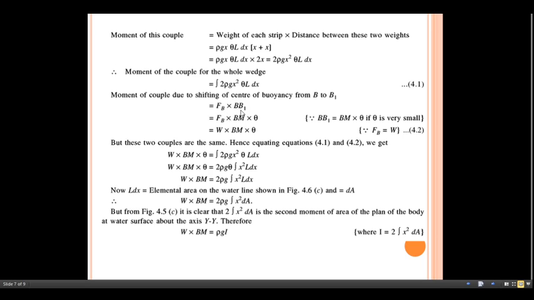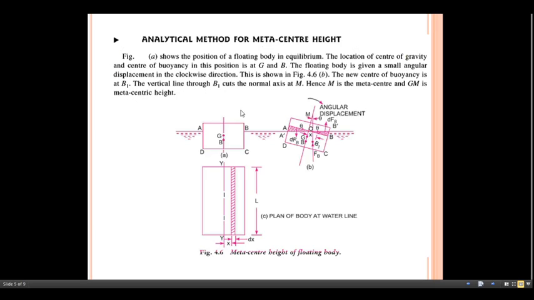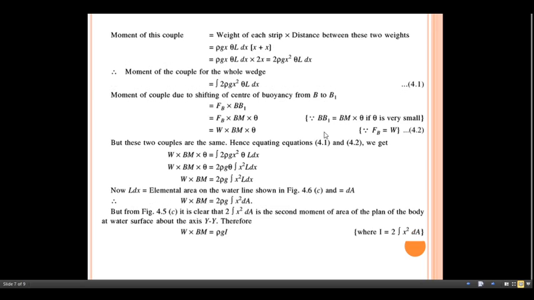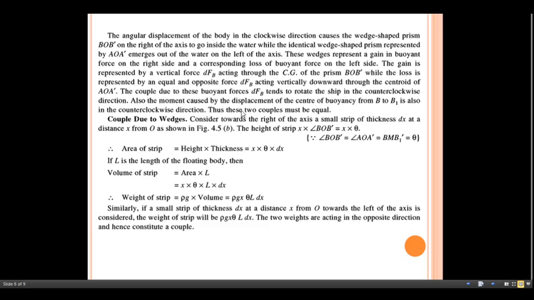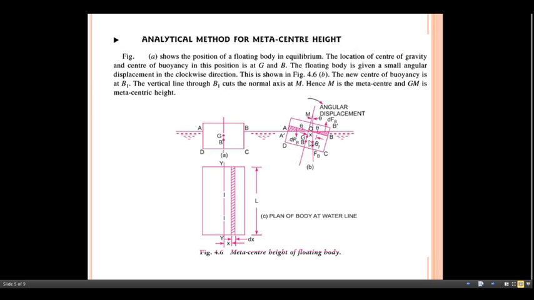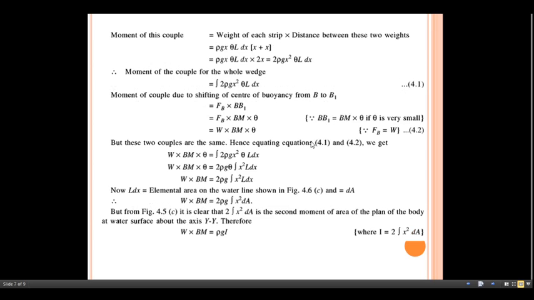This one is FB multiplied by BB1. Whatever force we considered was for the small portion of the strip. For the entire body, if I consider it, it is nothing but FB multiplied by BB1, where BB1 is the distance here. From that, you can get the moment of the couple due to the shifting of the buoyancy to B1. Moment is the force multiplied by distance.